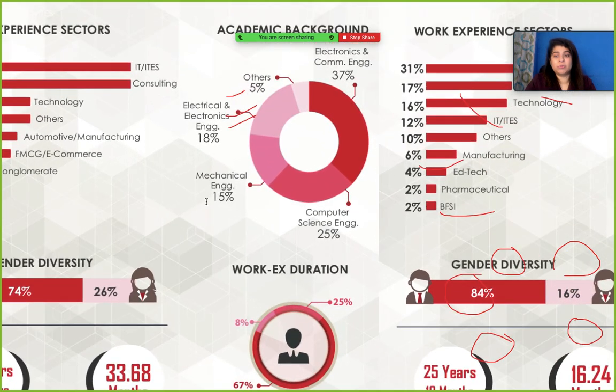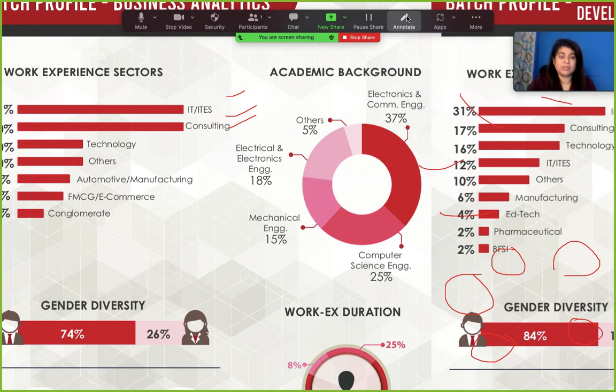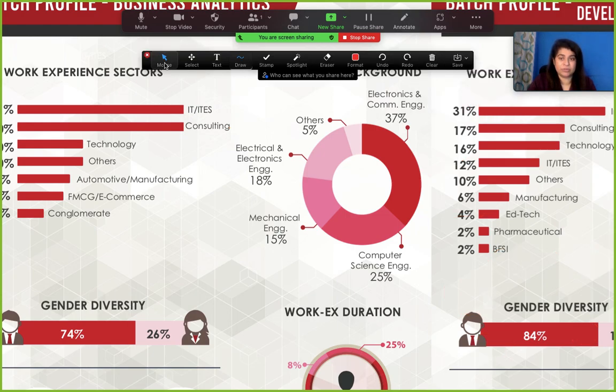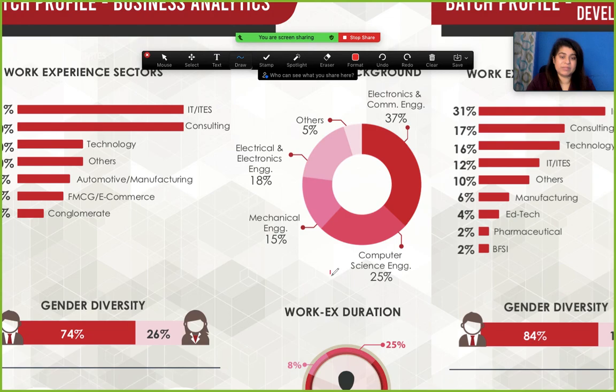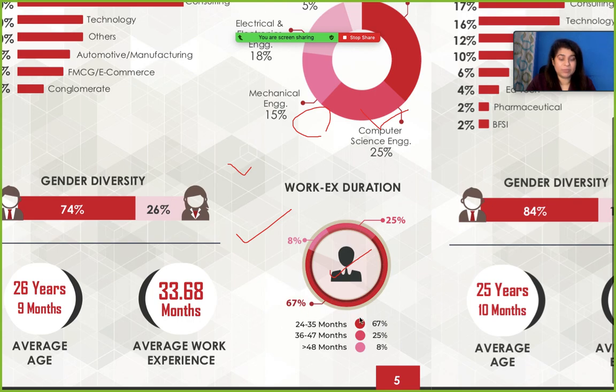If I look at the batch profile of the analytics program, here you will see maximum engineers. So there's a bifurcation of different stream-wise engineers also available. 25% computer engineers, 15% mechanical engineers, 18% electrical engineers, 37% EXTC engineers, 5% others. Here we look at the batch work experience. You will see 67% have 24 to 35 months of experience. So the biggest chunk is 2 to 3 years of experience, which is the sweet spot out here.